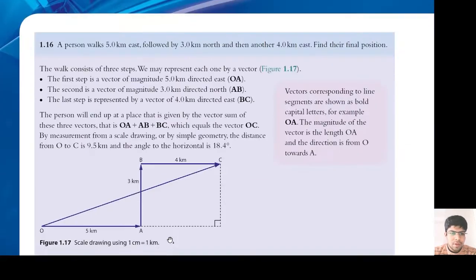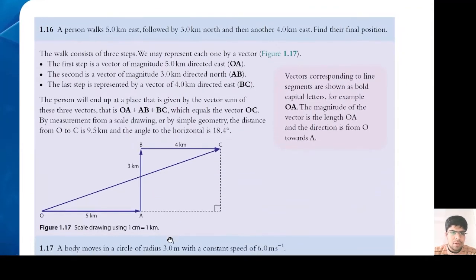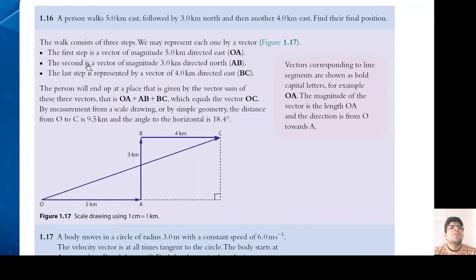Okay, so now let's move on to another example. Here we have 1.16. A person walks 5 kilometers east, followed by 3 kilometers north, and then another 4.4 kilometers east. Find their final position. The walk consists of three steps. We may represent each one by a vector, just like in the figure.